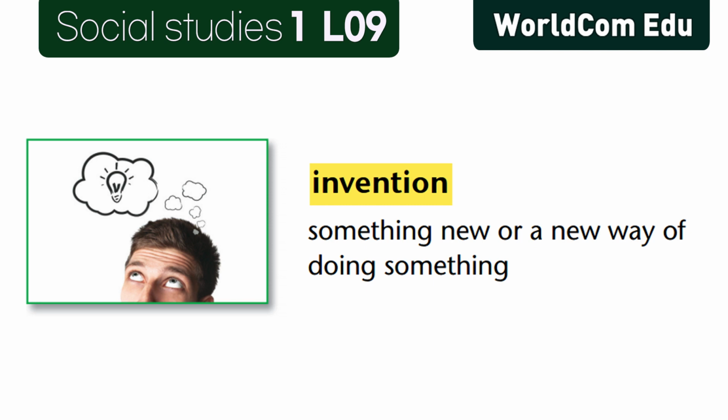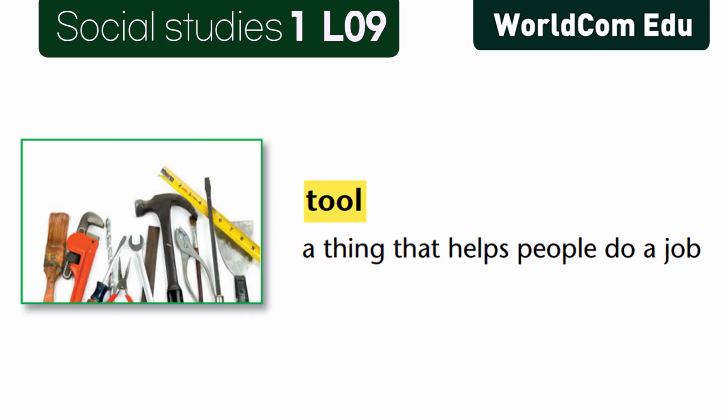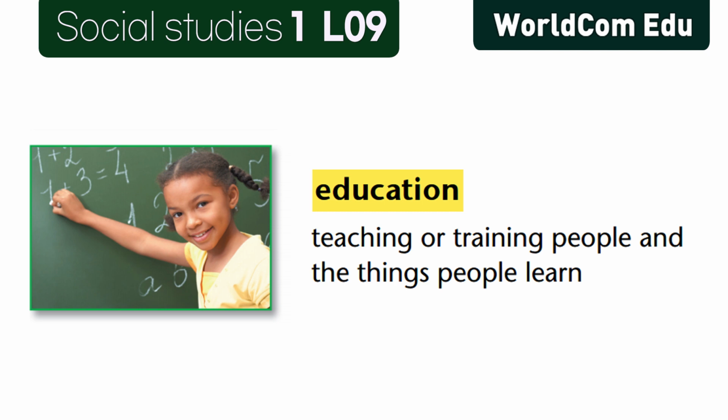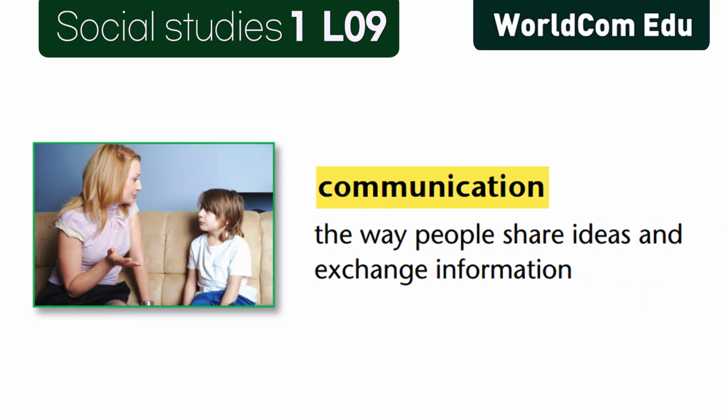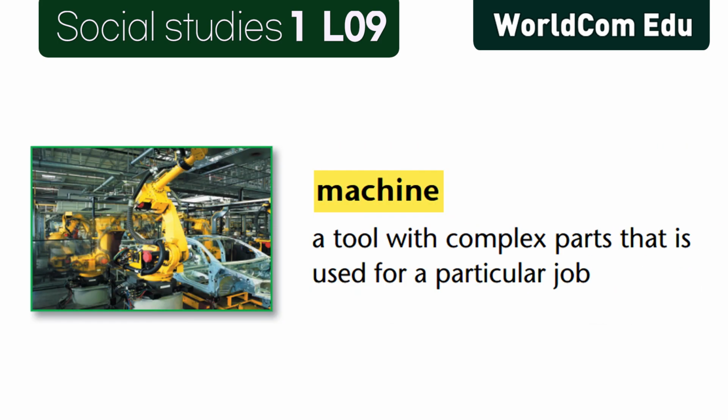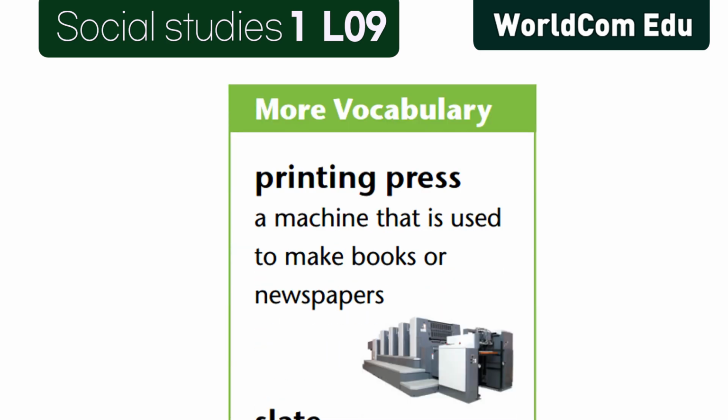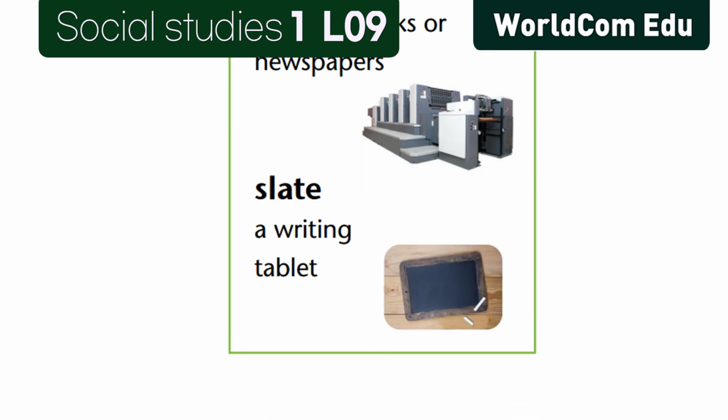Lesson 9. Changes in communication. Invention. Something new or a new way of doing something. Tool. A thing that helps people do a job. Education. Teaching or training people and the things people learn. Information. Facts or details that you know about something. Communication. The way people share ideas and exchange information. Machine. A tool with complex parts that is used for a particular job. Printing press. A machine that is used to make books or newspapers. Slate. A writing tablet.